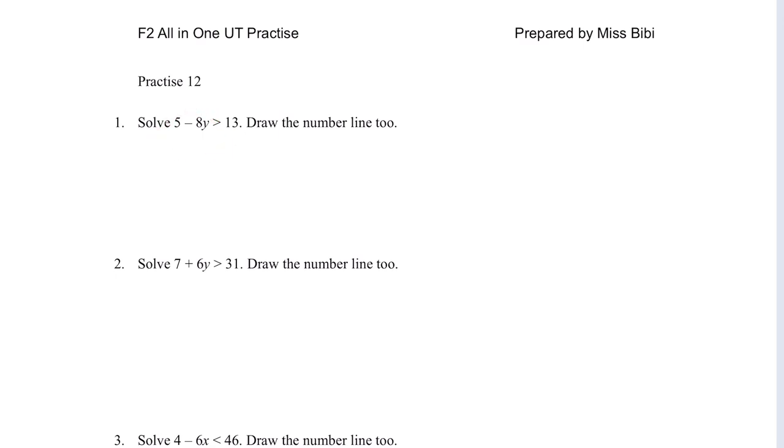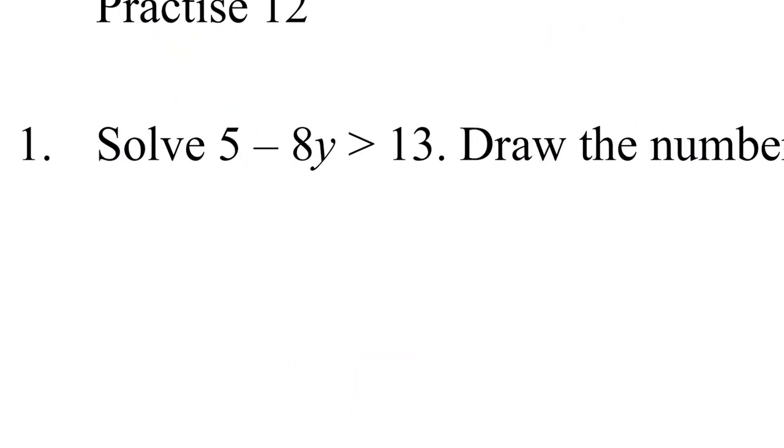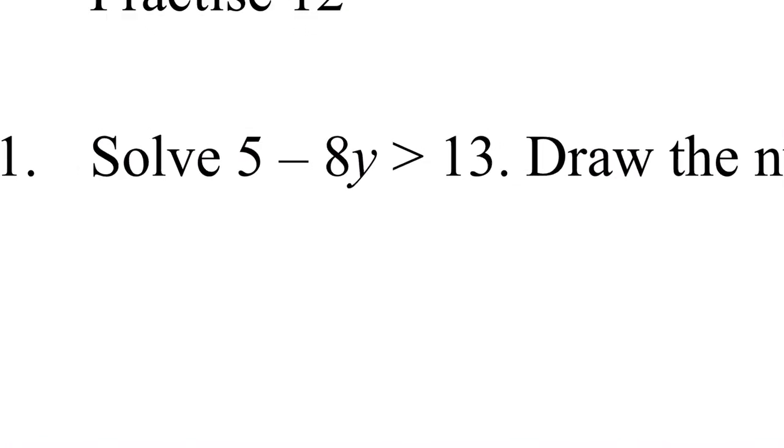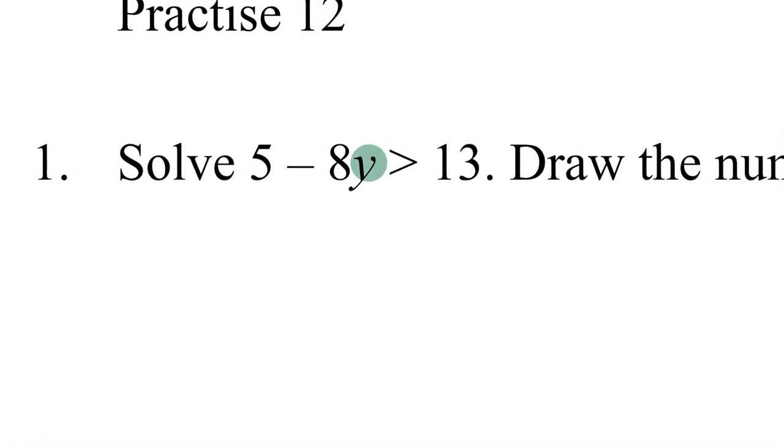So how do I find this one first? Here you have this as the equation, right? And you need to find the value of this y. So not 8y, sorry, just the y. How do I do that? 5 minus 8 times something will be greater than 13. And what is the value of this y? There are different ranges of this y. What can it be? Can it be 1? Can it be 2? Can it be 3? We don't know, right? So we have to solve it.